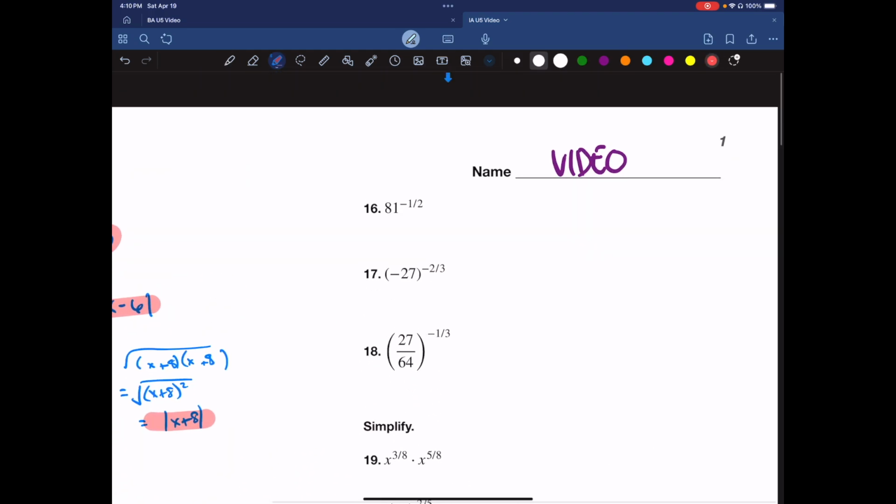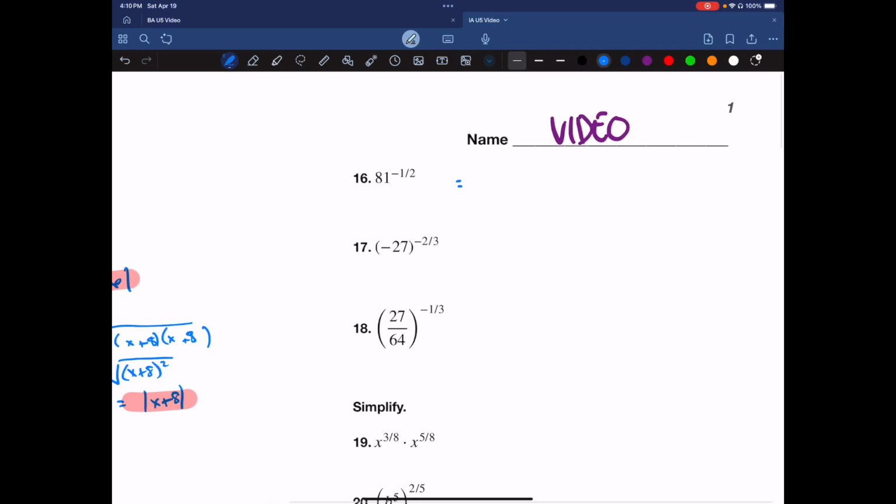Okay, on 16, now we have a negative exponent, and so I'm going to deal with that first. And just like before, I can take that fractional exponent and write it as a root. So this is the same thing as saying 1 over the square root of 81. Right, the 1/2 turns into a square root, but the negative is what brings it down to the denominator. Well, the square root of 81 is 9, so this answer is going to be 1 over 9.